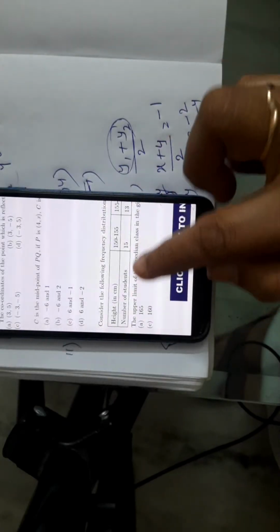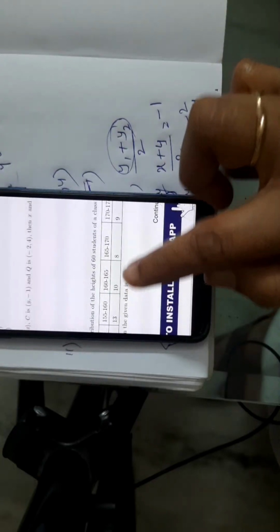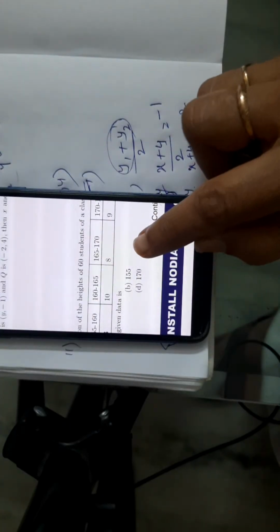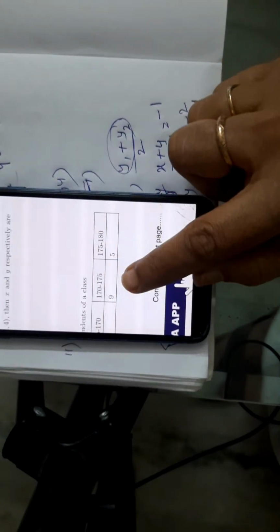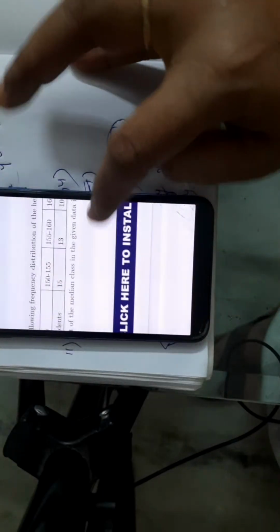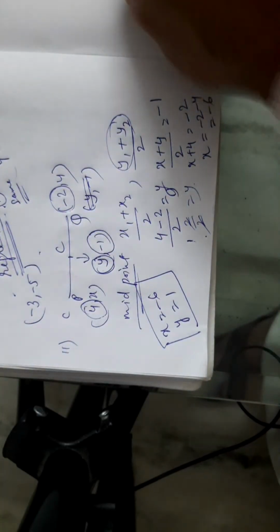Here it is given height 150 to 155, 155 to 160, 160 to 165, then 165 to 170, 170 to 175. So 5 differences there. We are starting from 150. And number of students 15, 13, 10, 8, 9, 5. We need to find median. Okay. So how we can calculate median? So let's start out with that. I'll be writing values for you.